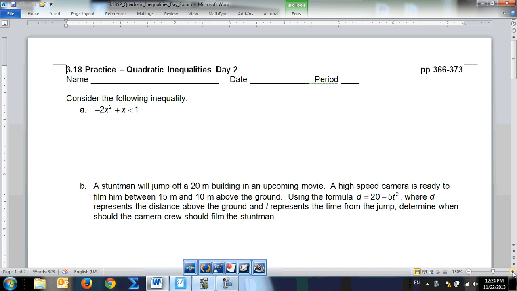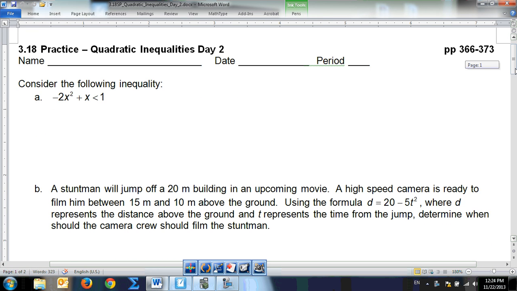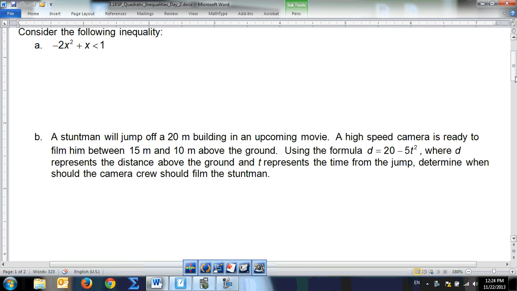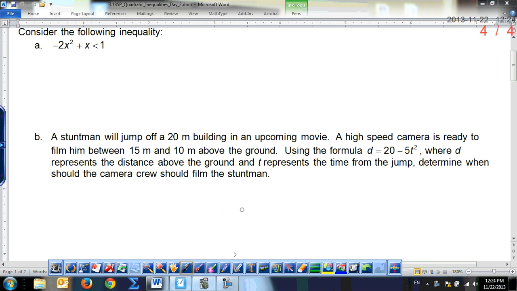So the first thing I want us to look at is this inequality. Negative 2x squared plus x is less than 1. Okay? Now the first thing I always do is try and get 0 onto one side. So I'm going to have negative 2x squared plus x minus 1 is less than 0. This is really the inequality that I'm concerned with. Okay? Not the one I start with, but the one compared to 0. So make sure you do that first step correctly.